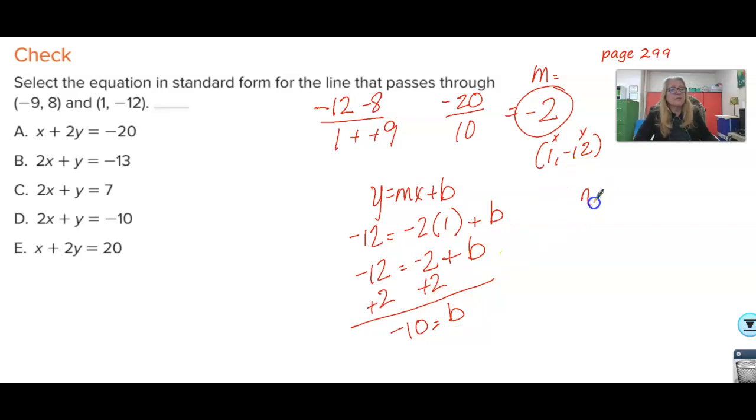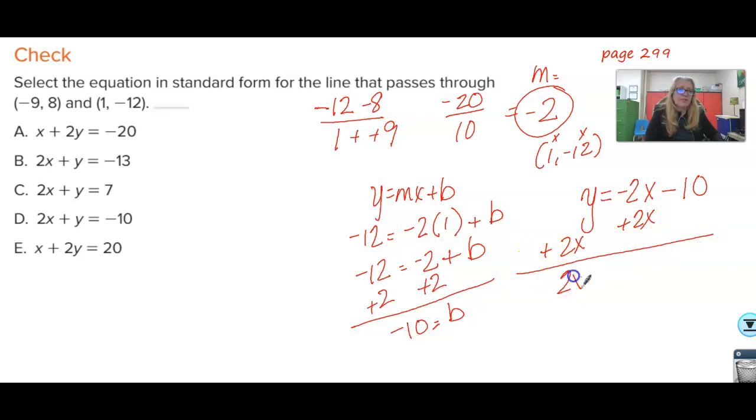So the equation in slope-intercept form then would be y equals, what was our slope? Slope was negative 2, x, and our b is negative 10, so we put minus 10. Now, this is easy. There's no fractions to get rid of. We want the x on the left, so we do that by adding 2x to both sides. That gives us 2x plus y, you always write the x term first, equals negative 10. And there are no fractions, there's no common factors, and a is not negative. So, that's a winner.